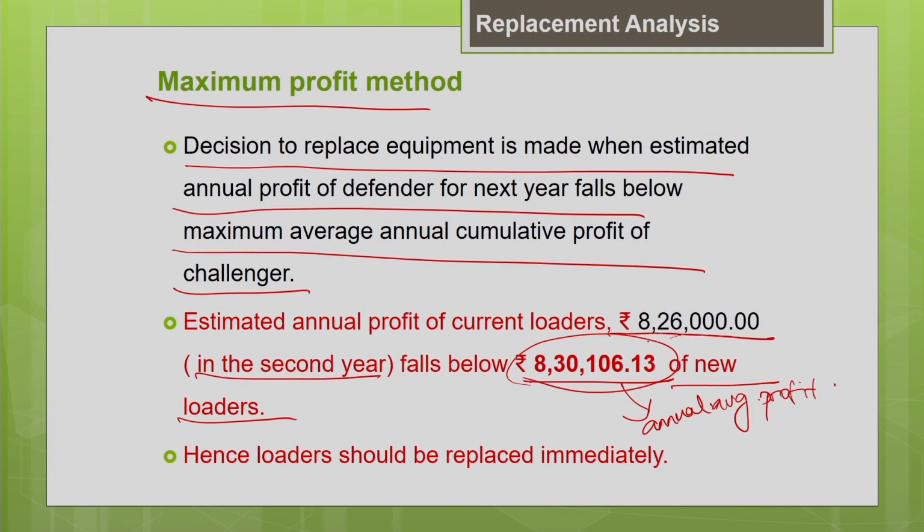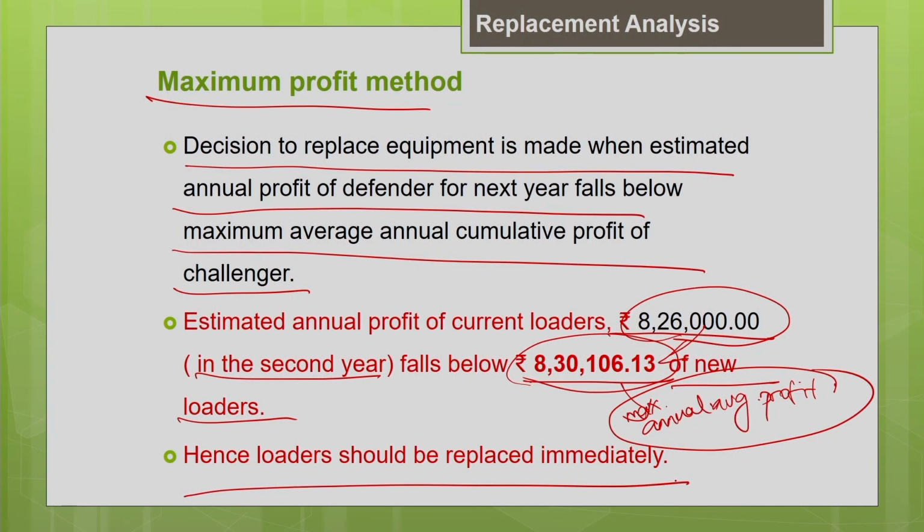So you compare the estimated annual profit of the current loader with the maximum average annual profit of the proposed loader. The current loader profit is falling below this. That's why we have to replace the loader immediately. So this is a decision based upon the maximum profit method.